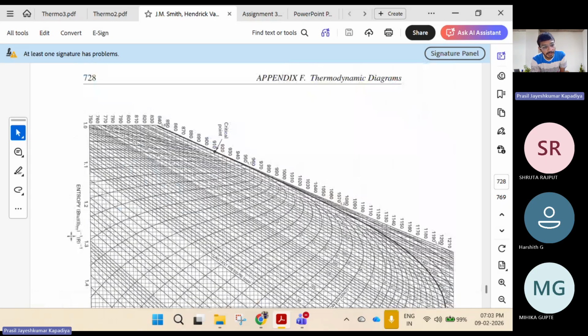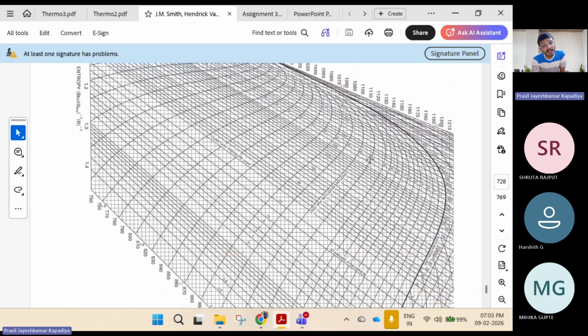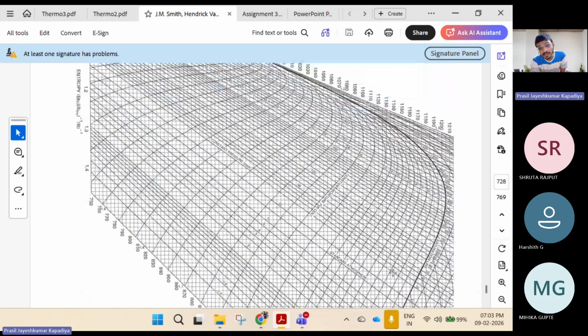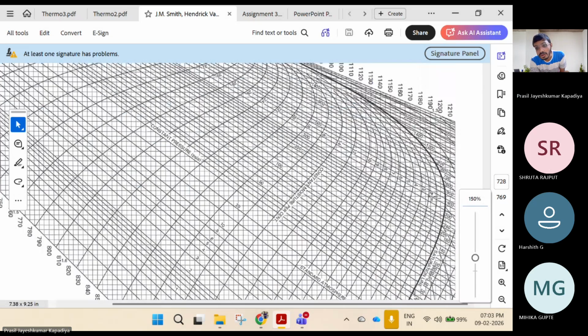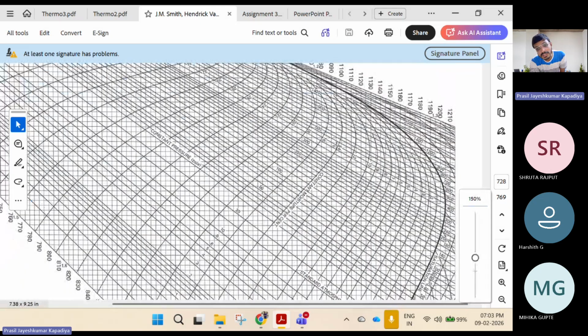So this is enthalpy in some British units. This is the critical point. These are temperature, H, T, and I guess this is entropy. These are my constant moisture percentage lines, meaning my X lines, dryness lines, 0.1, 0.2. These are my pressure lines, constant pressure lines, vertical lines, and horizontal lines are moisture percentage lines.